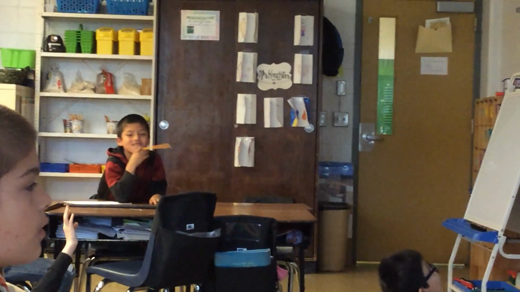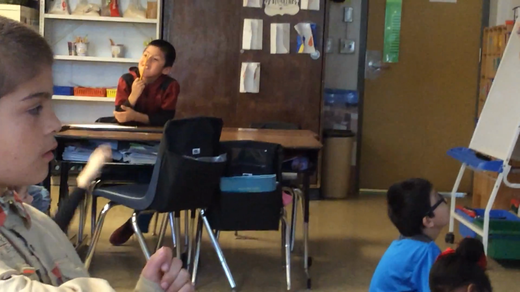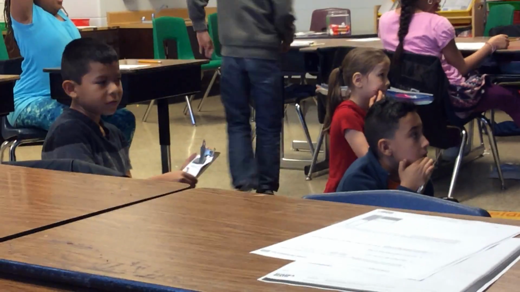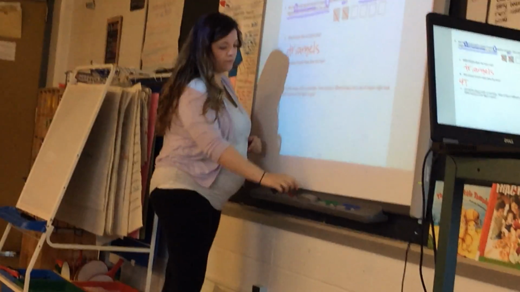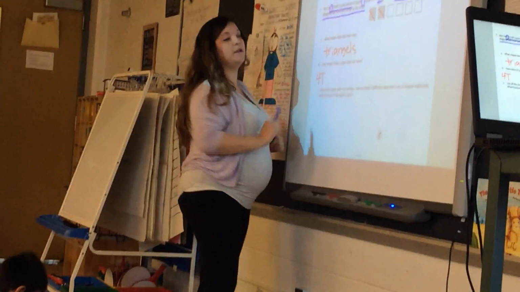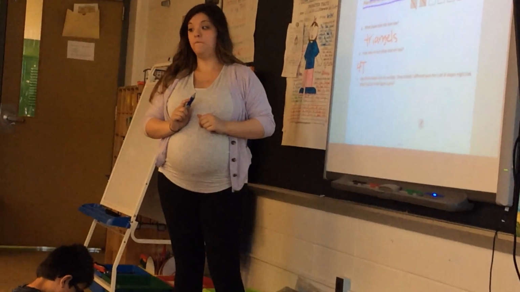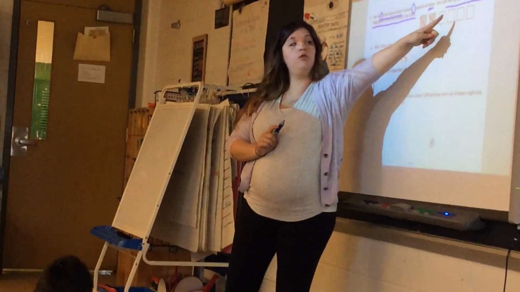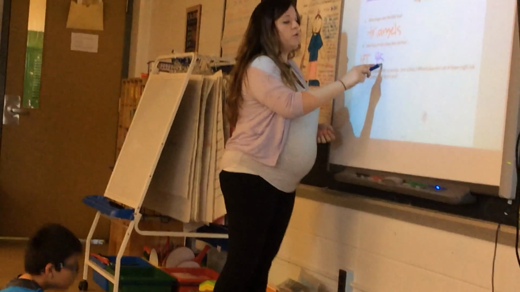She has 2 in each. So there's only 2 gray squares, right? But how many triangles in each gray square? 2. 2, so that makes 4. So she has 4 triangles. I'm going to use a T. And she has how many squares? 4. Look, 1, 2, 3, 4. She still has 4 white squares. So 4 triangles and 4 squares.